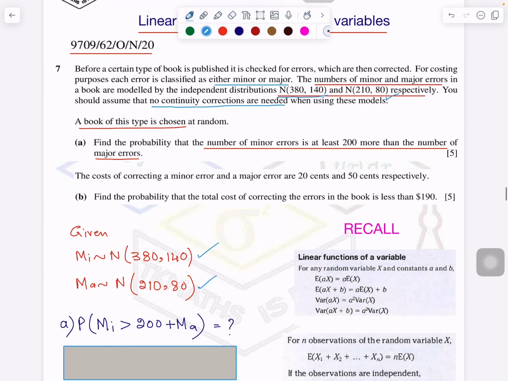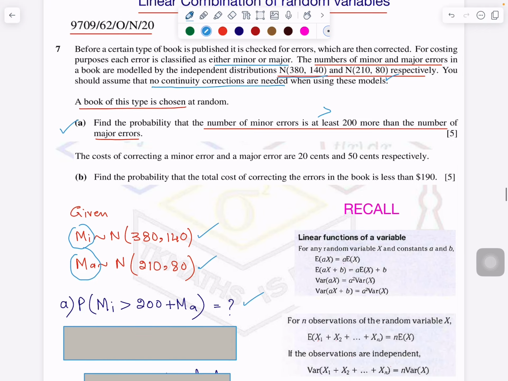A book of this type is chosen at random. Now what you have to do, part A, find the probability that the number of minor errors, I am representing minor by MI and major by MA, your choice, whatever letter you take, is at least 200 more than the number of major errors.